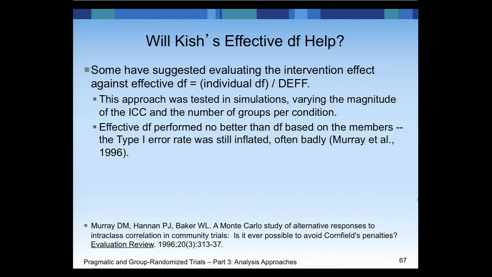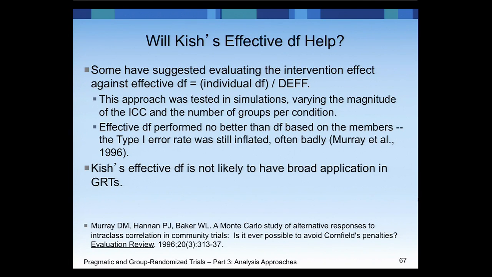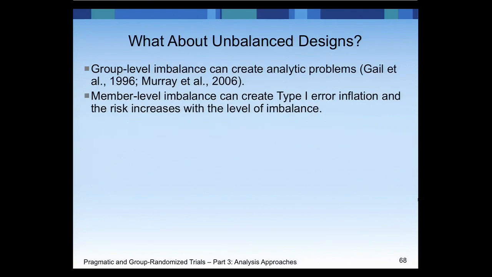What about Kish's effective degrees of freedom? Effective degrees of freedom are the individual degrees of freedom divided by the design effect, or the variance inflation factor. We've looked at this in simulations and found that it doesn't work very well. The type 1 error rate is still inflated, often badly, and so we don't recommend this approach in the analysis of data from group randomized trials.